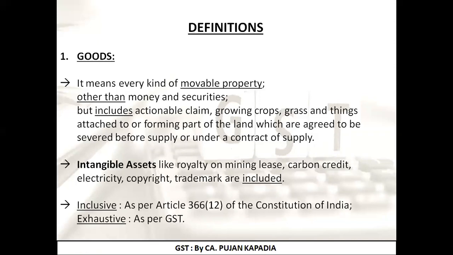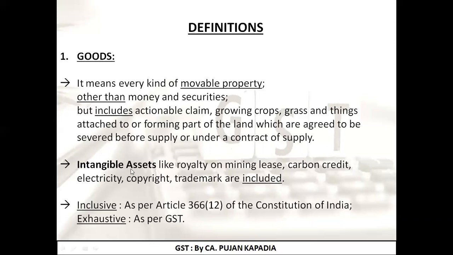In short, friends, you need to remember certain points in this first point. First is every movable property is under the definition of goods, but it does not include two things, that is money and securities. But it includes actionable claim and every kind of crops, grass which are attached to land, which are agreed to be severed, to be cut off before the selling. In this situation, all these things are going to fall under the definition of goods.